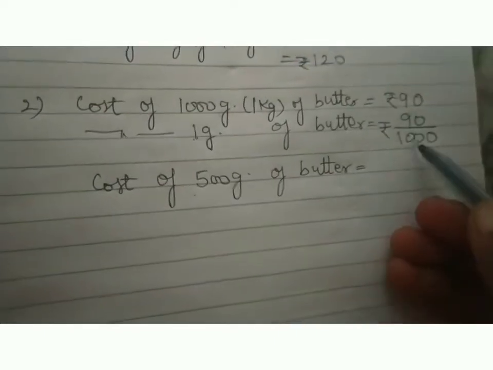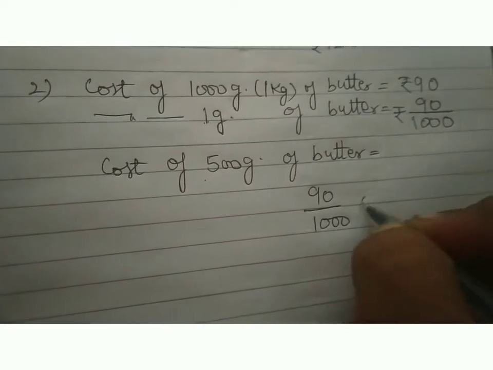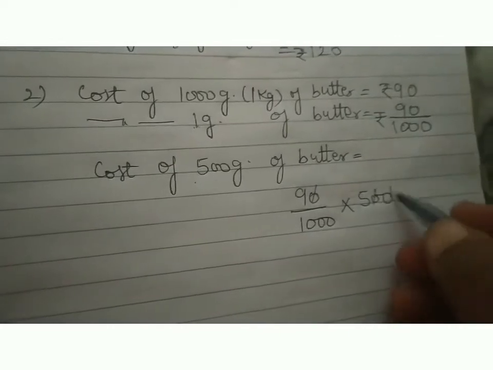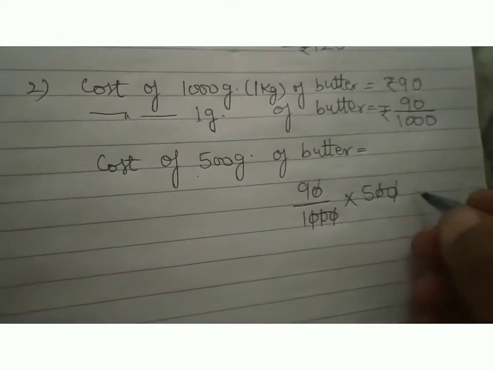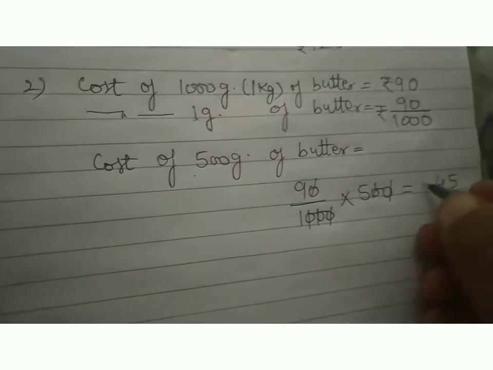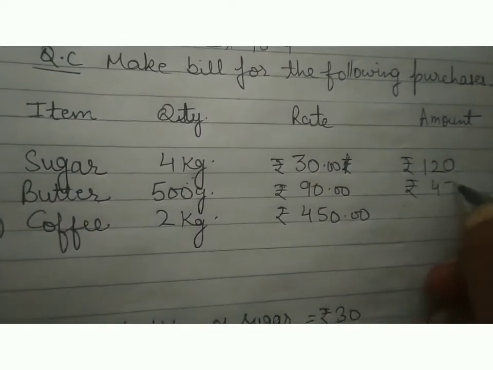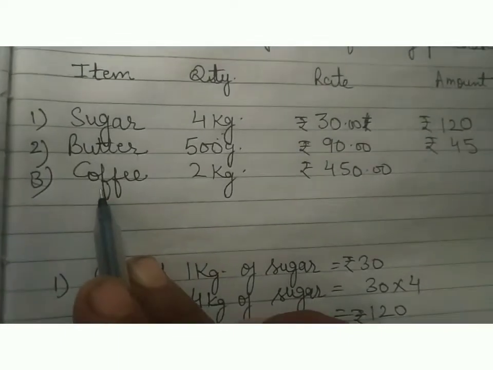So I'll multiply this by this. I'll write 90 divided by 1000 multiplied by 500. So I'll cut these zeros, the 3 zeros. 9 5s are 45. So the cost of 500 grams of butter is rupees 45. Okay children. Now come to the coffee.